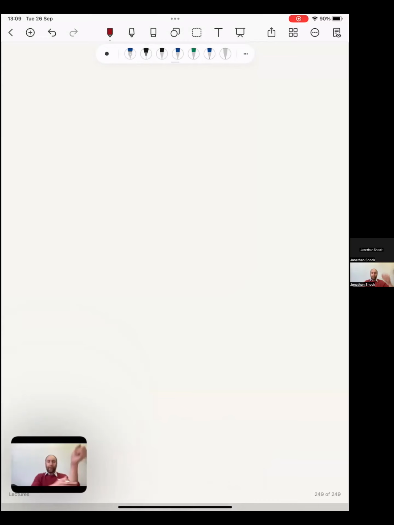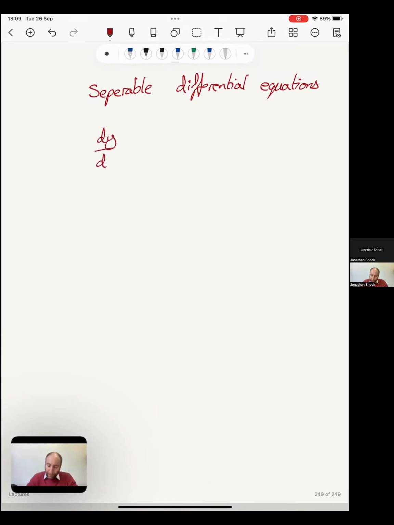Hey folks, so I want to talk quickly about separable differential equations, and in particular, this sort of slightly dodgy trick that we do, where we have a differential equation of the form dy by dx equals f of x over g of y.